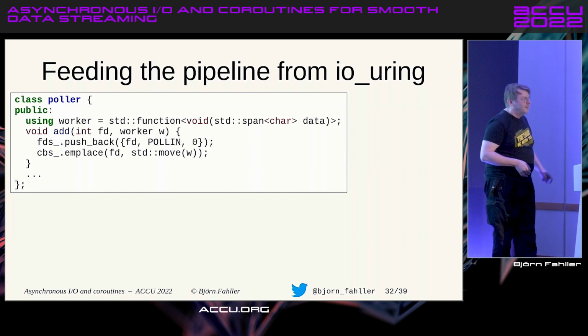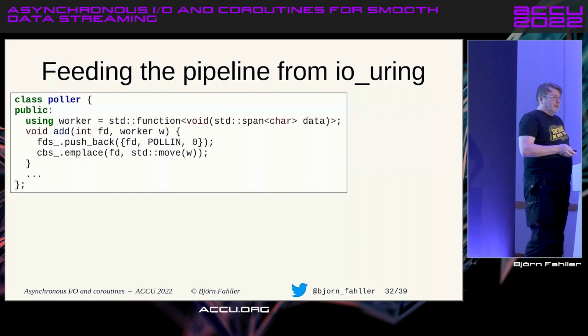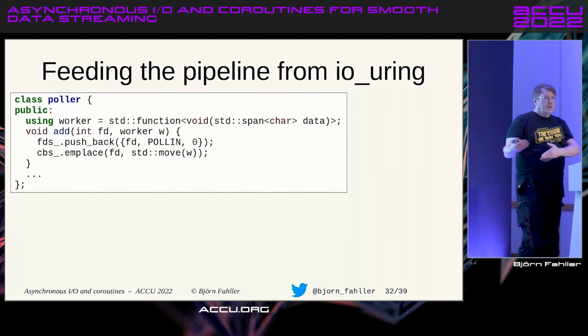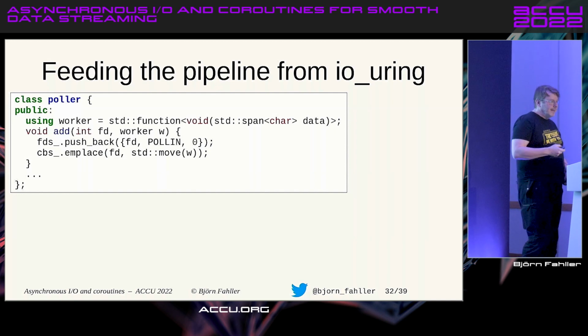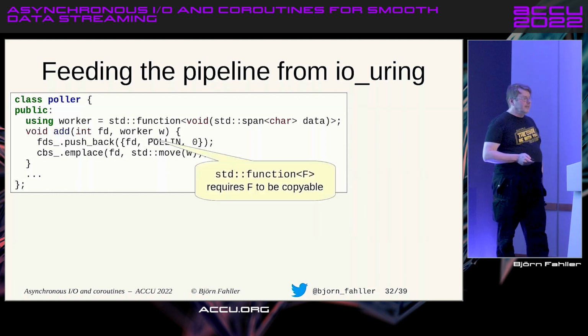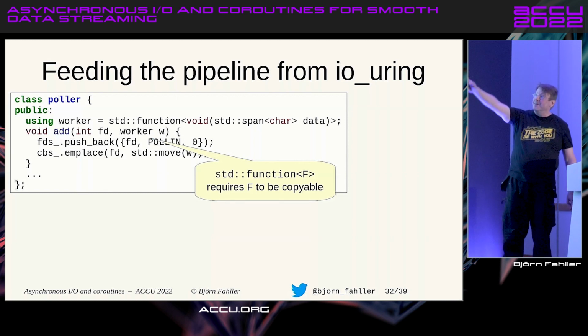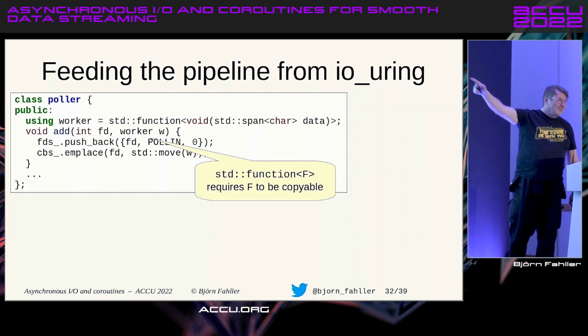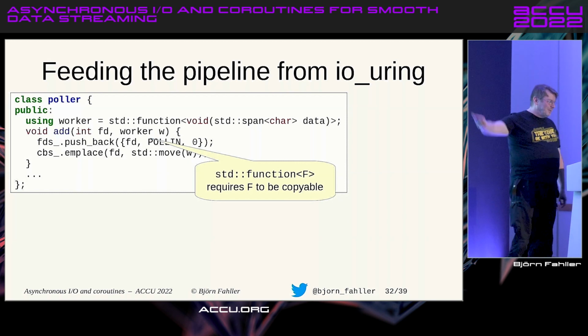So how do I get data from the io_uring into our pipeline then? One problem is the way... okay, that's a bug on the slide. It's polar. It shouldn't be. It's ring. Okay, it should be ring. Close ring. Never mind.